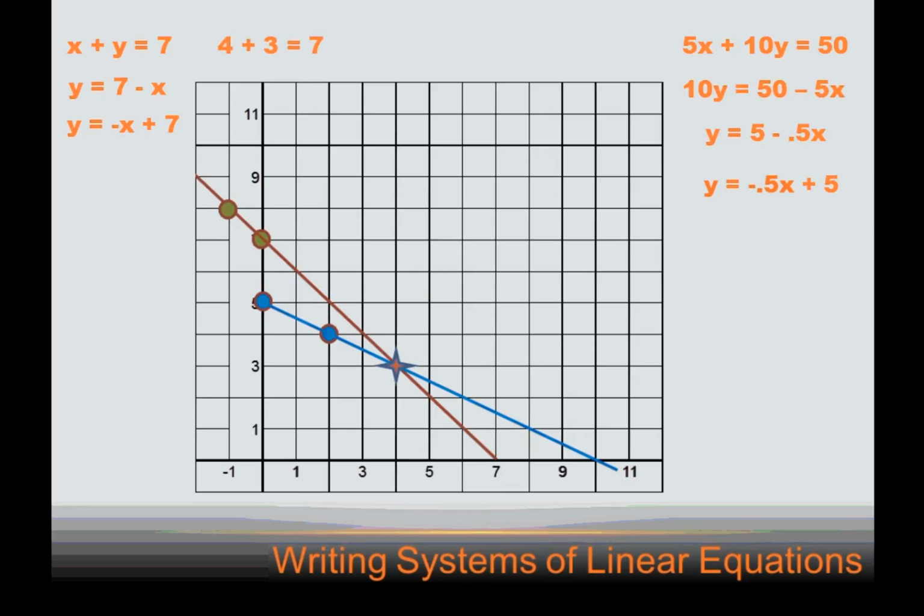And we can double check that. 4 plus 3 equals 7. The number of $5 bills plus the number of $10 bills equals 7. And $5 times 4 bills plus $10 times 3 bills equals 20 plus 30, or $50.